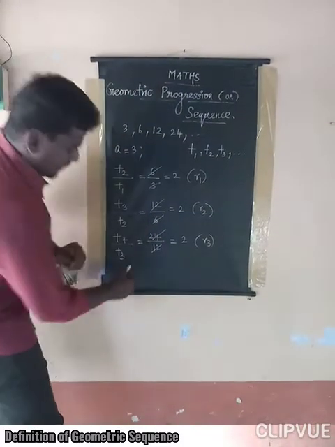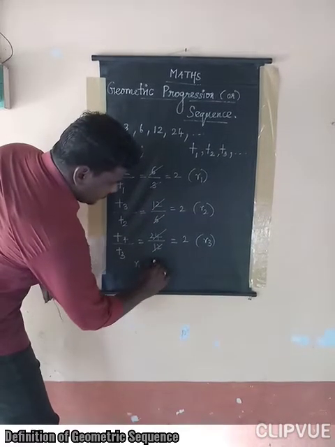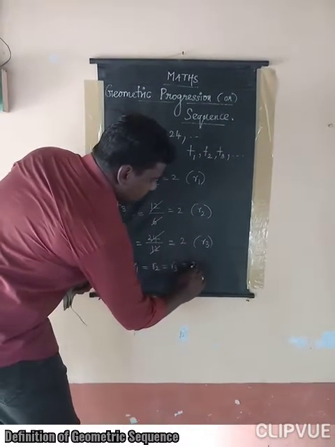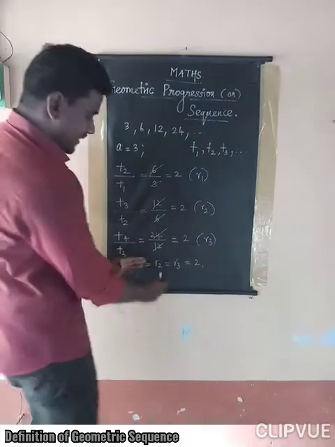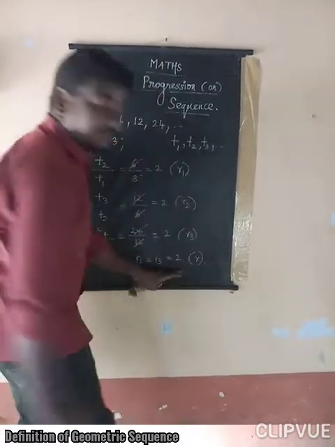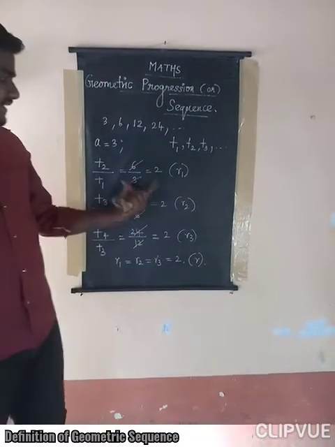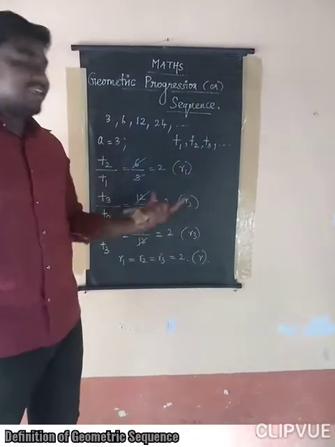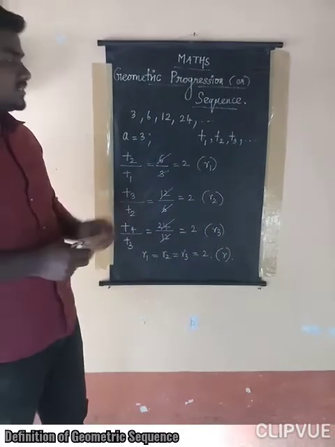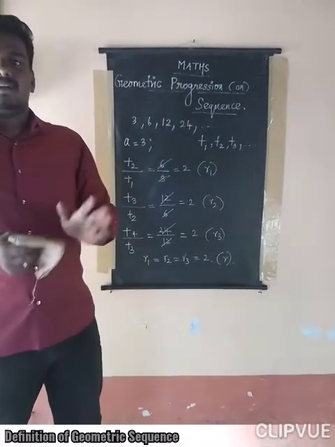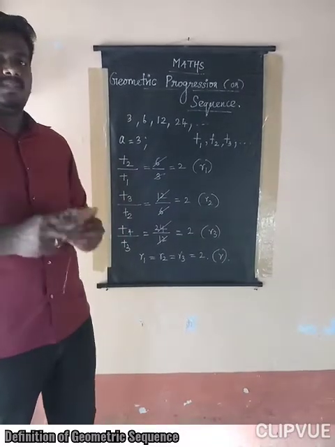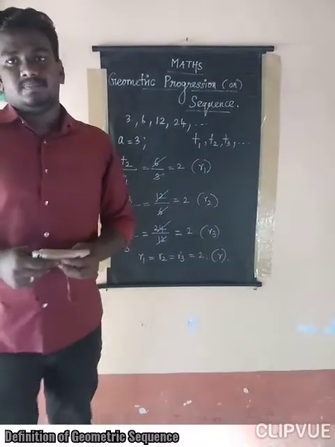Look at this, R1 is equal to R2 is equal to R3 is equal to 2. That's why we say this 2 is called a common ratio R. If the sequence satisfies this condition, that kind of sequence is called a geometric sequence. I hope you understand. This is the example of a geometric sequence. In the next class we are going to learn the problems related to this topic.